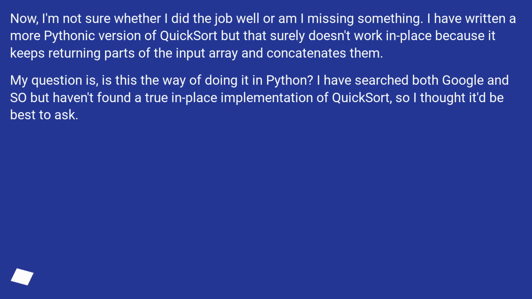Now, I'm not sure whether I did the job well or am I missing something. I have written a more Pythonic version of QuickSort, but that surely doesn't work in place because it keeps returning parts of the input array and concatenates them. My question is: is this the way of doing it in Python? I have searched both Google and Stack Overflow but haven't found a true in-place implementation of QuickSort, so I thought it'd be best to ask.